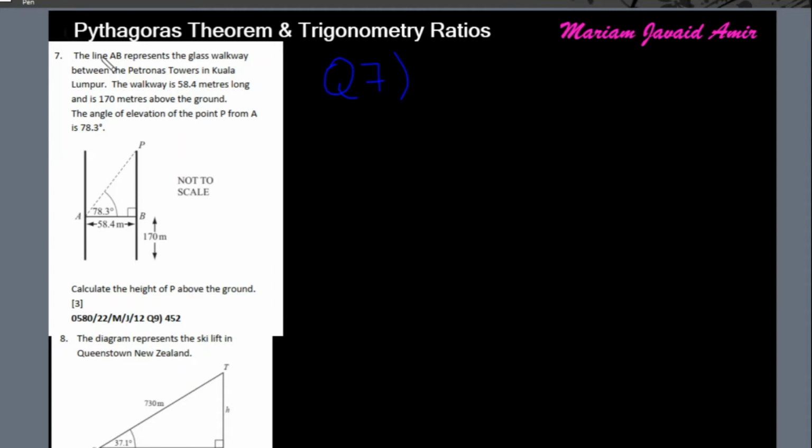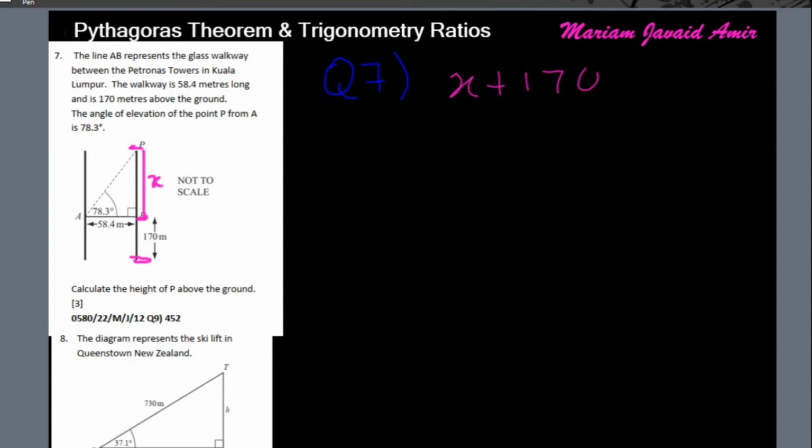So we need the height of P above the ground. Here's the ground and here is P, so they're asking for this whole length. If you find this length x using trigonometry, you can add 170 to it and get our answer. So in the end we need x plus 170.